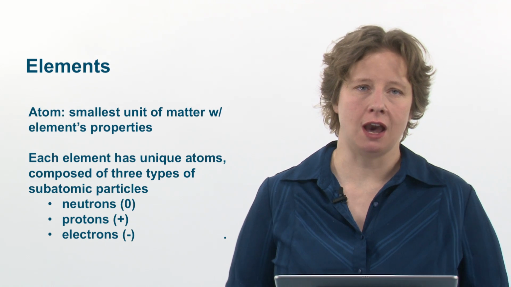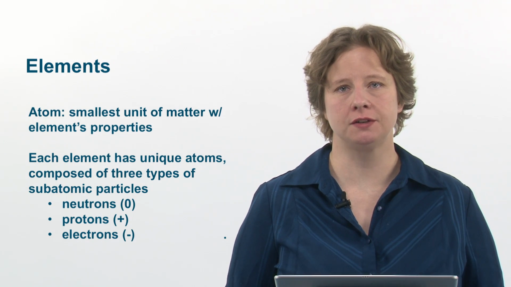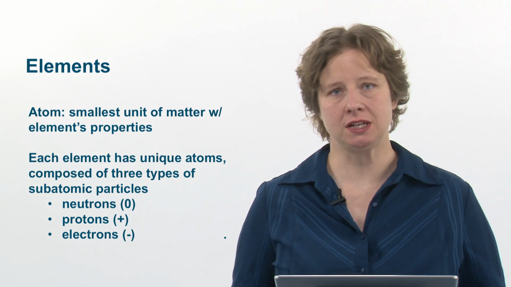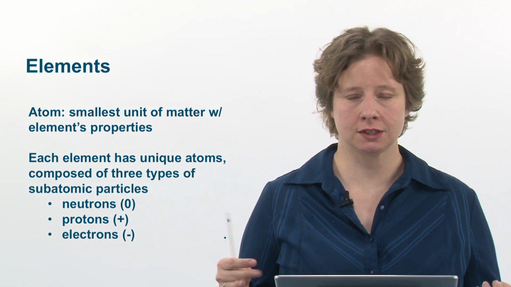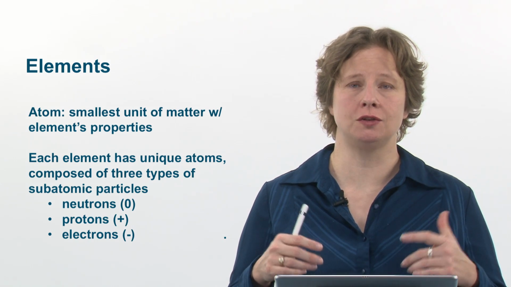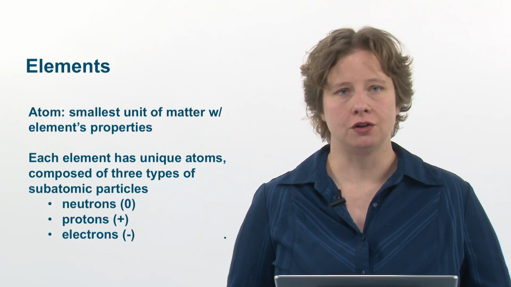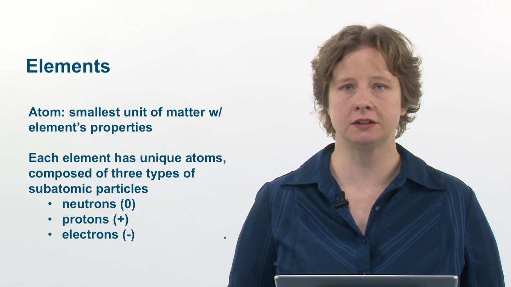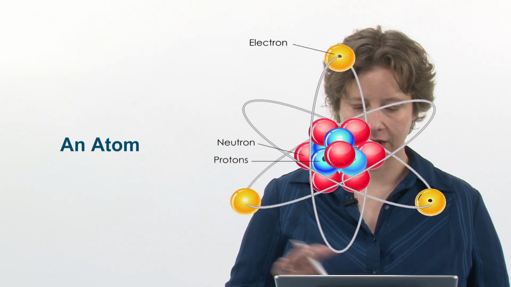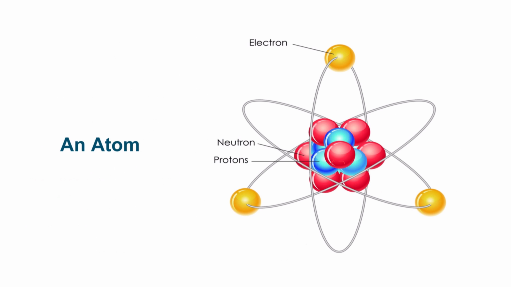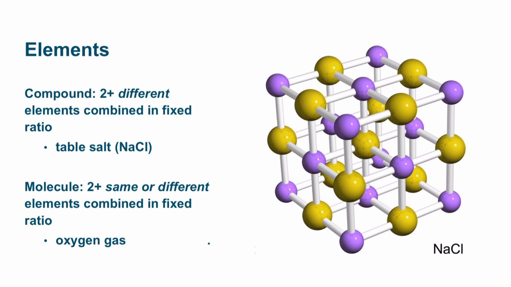Each element has unique atoms, and they're composed of three types of subatomic particles, which are little pieces that are common to all atoms, and you put them together in certain ratios, and that makes atoms of carbon different from atoms of nitrogen. So neutrons are neutrally charged, protons are positively charged, and electrons are negatively charged. Here's a great picture of an atom. You've got negatively charged electrons here. We've got, in the blue, the positively charged protons, and in the red the neutrally charged neutrons.